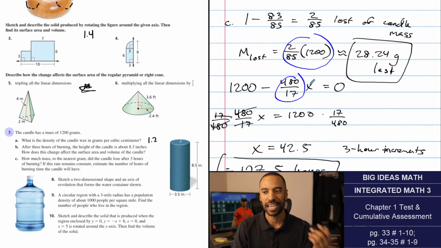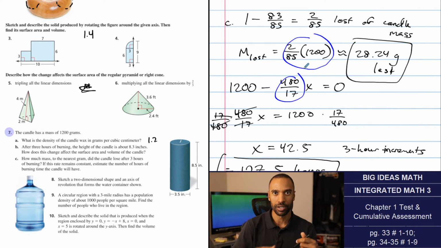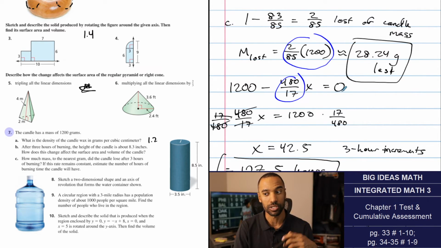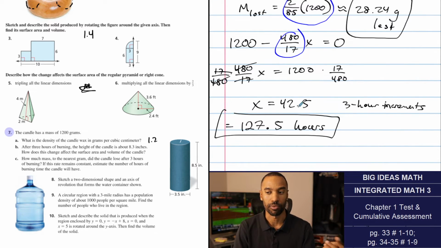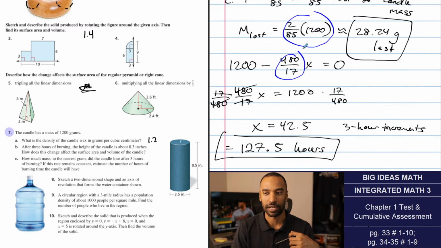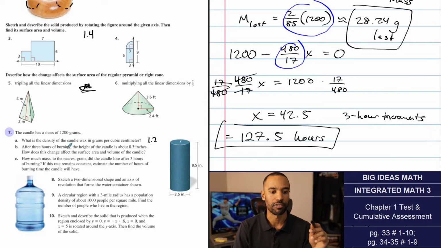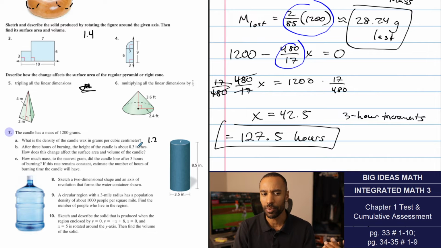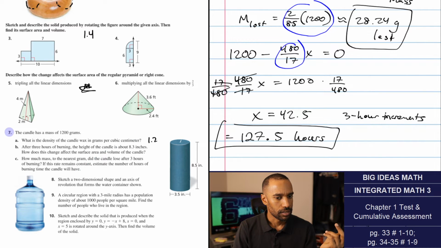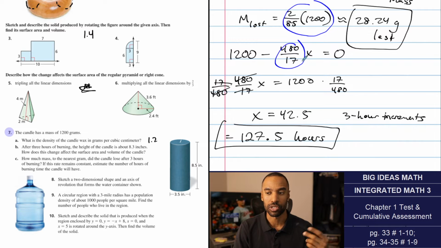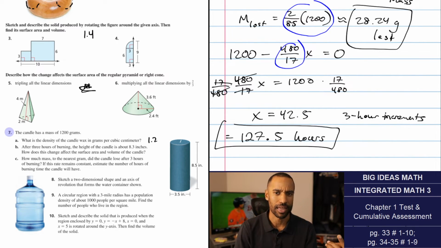But if you lose this X number of times over and over, what's the X until it reaches 0? That answer is approximately 42.5. Now, 42.5 is the number of 3-hour increments that had gone by. It says every 3 hours of burning, it loses 0.2 inches. There are other ways we could have done this. It's just until it has 0 mass, right? So you multiply that by 3, and then you get the number of hours. So that's how that one worked out. All good. All right, let's move on to number 8.